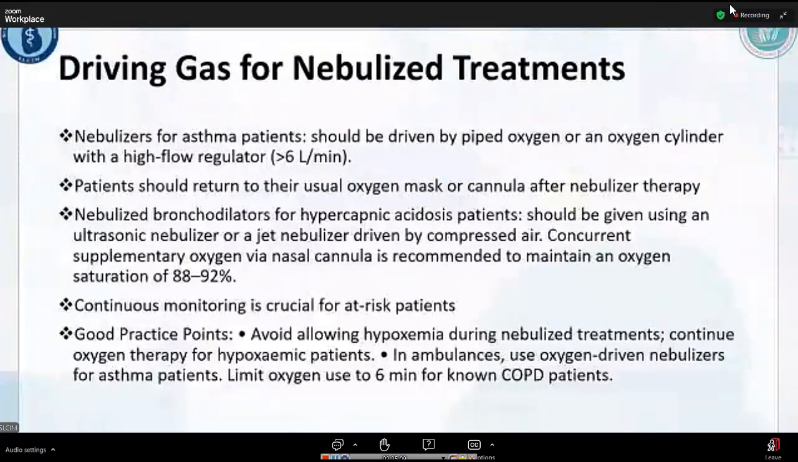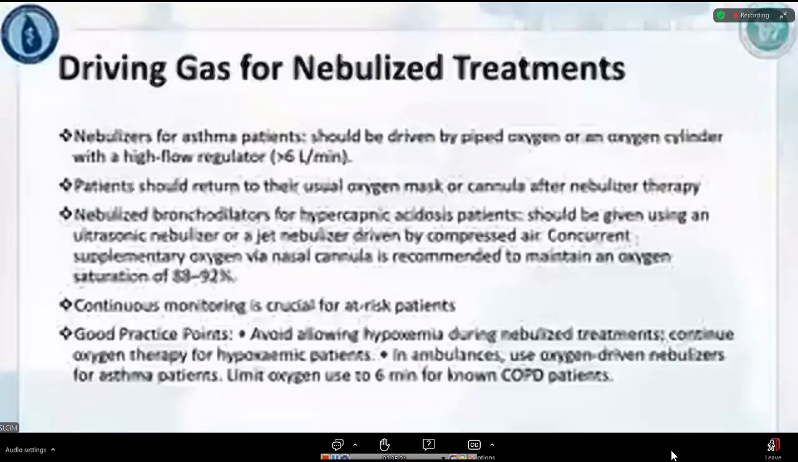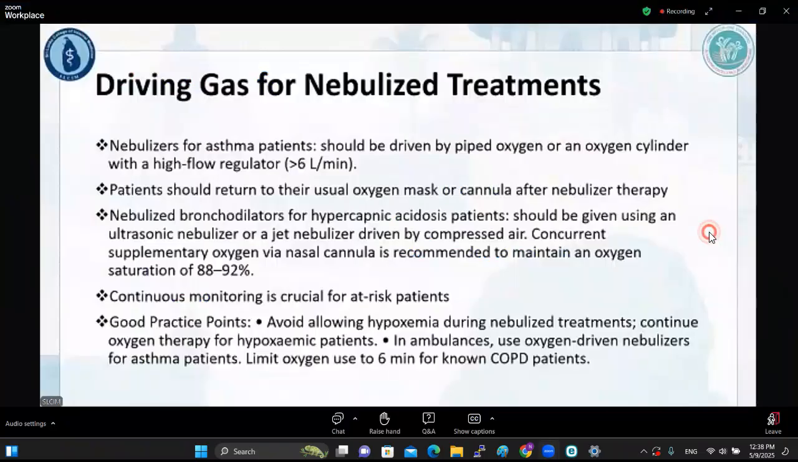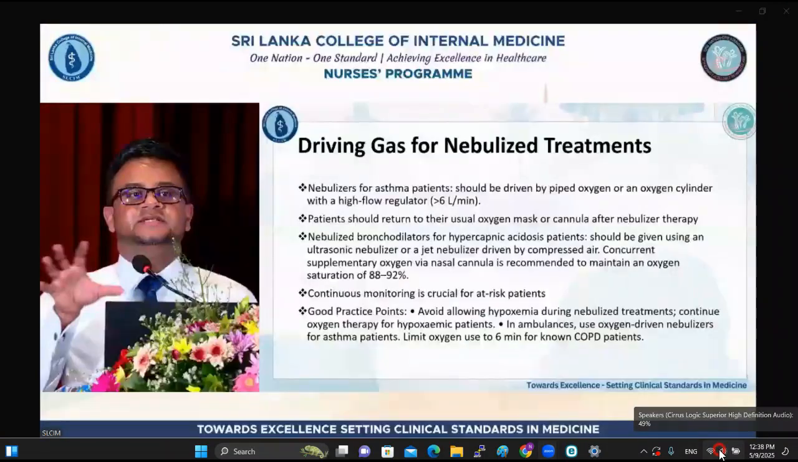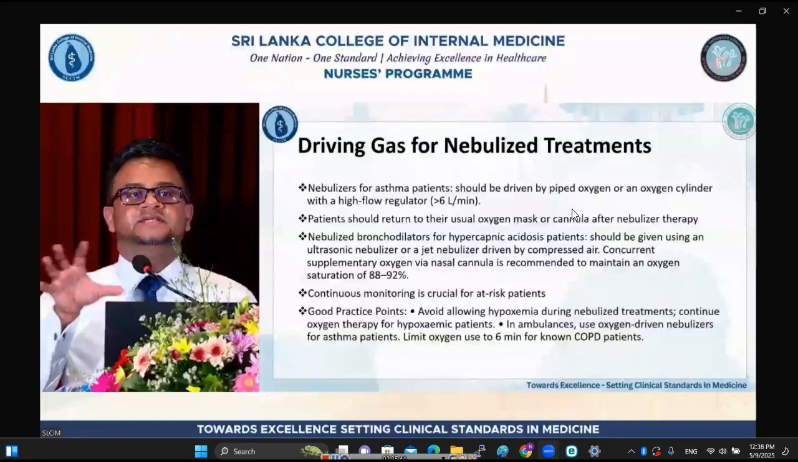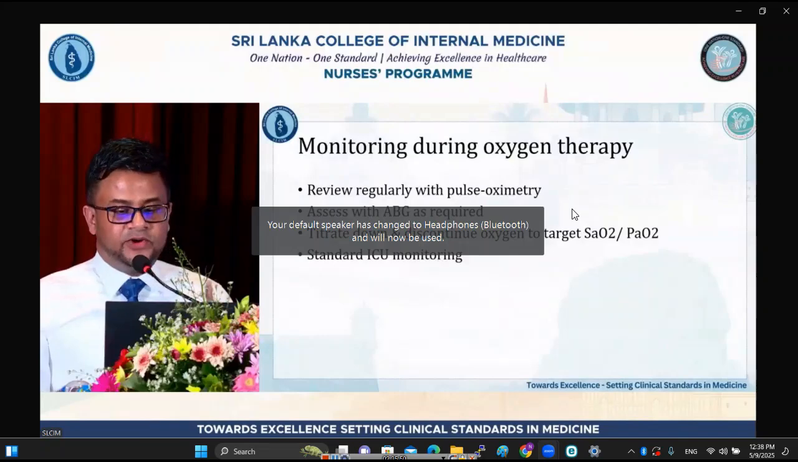Again, another take-home point, when you are nebulizing patients while they are on oxygen. If they are using a face mask, use the nasal prongs at the same time if you can't use oxygen as the driving gas for nebulization. Either you use the nasal prongs at the same time or use the oxygen as the driving gas. So don't stop oxygen just to nebulize the patient. Complications of oxygen therapy include drying of mucous membrane, so you can read about toxicity and monitoring.